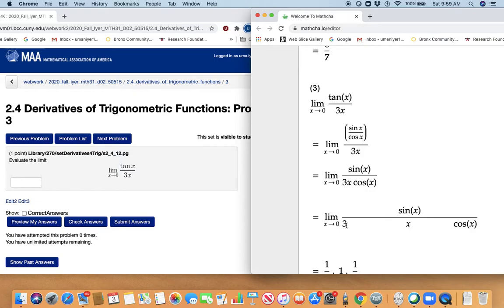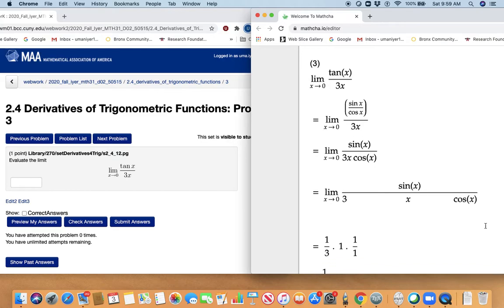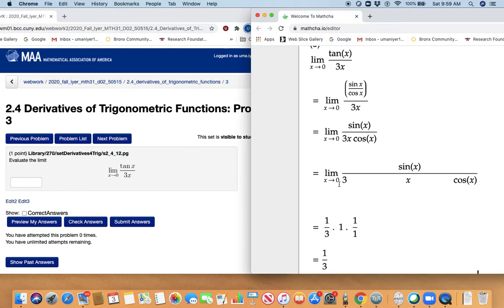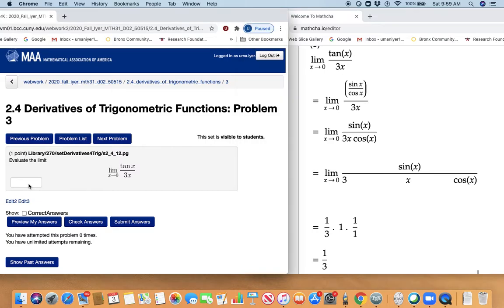All right. Now as x approaches 0, let me rewrite this expression as sine x over x separate, 1 over 3 separate, and cosine x separate. When x approaches 0, this 3 is unaffected, so that's 1 over 3. This is 1, and this is 1 over cosine 0, which is 1. Remember, cosine of 0 is 1. So all that gets me 1 over 3.